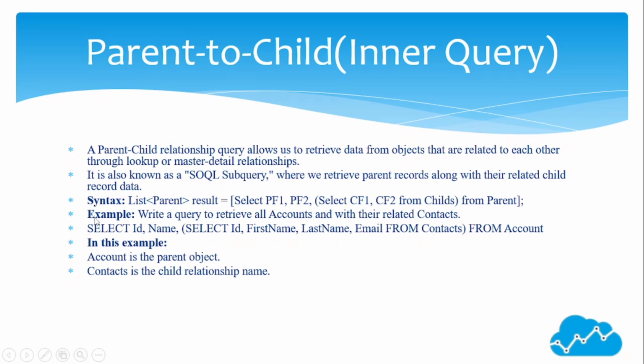So let's see an example. Write a query to retrieve all accounts with their related contacts. So what do we need to write in the query? Select Id, Name, then in brackets select Id, FirstName, LastName, Email from Contacts, the 's' should be there, from Account. In this example, Account is the parent object and Contacts is the child relationship name.